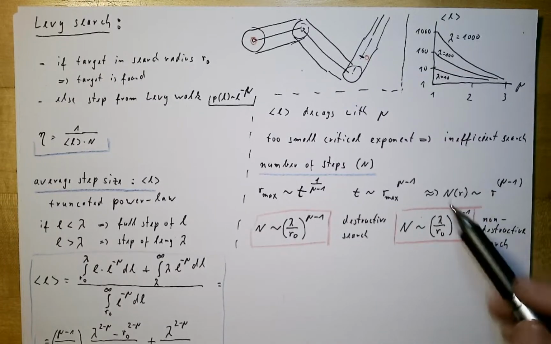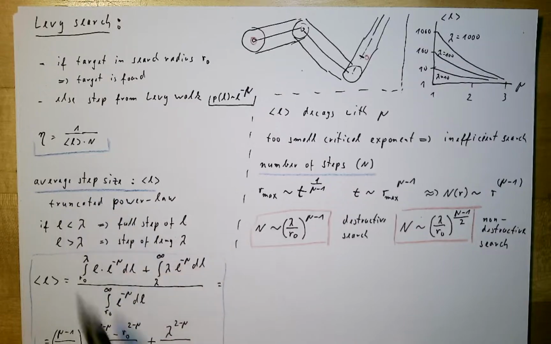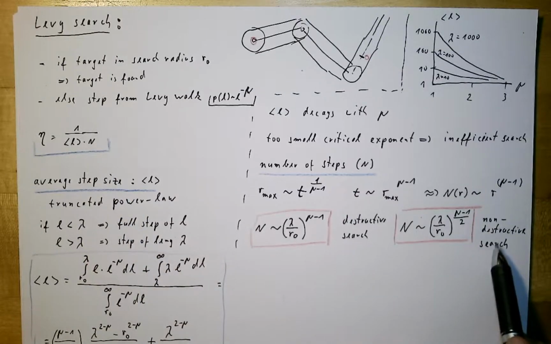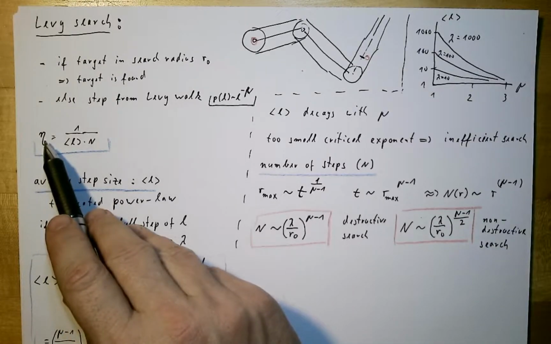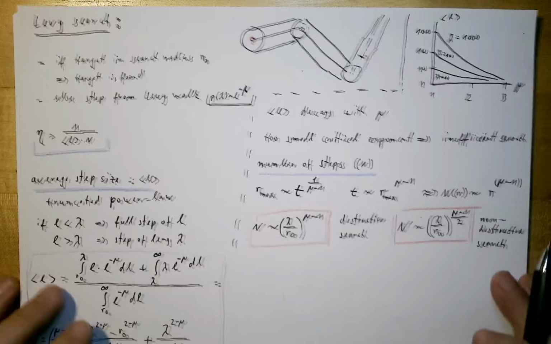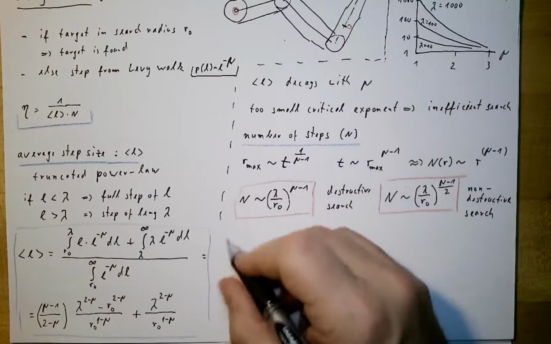And now we have all the ingredients together. We have the step length here, we have the number of steps in the case of destructive or non-destructive search, and now we can plot the search efficiency. This is if we just multiply these terms with this here. And now there's a cool result.